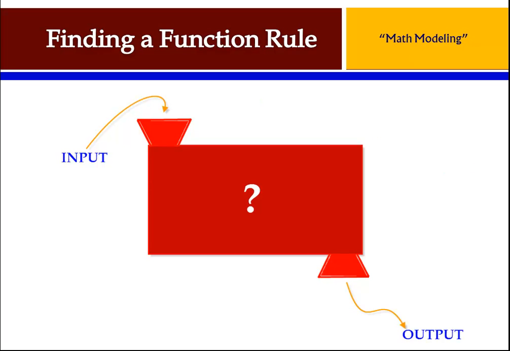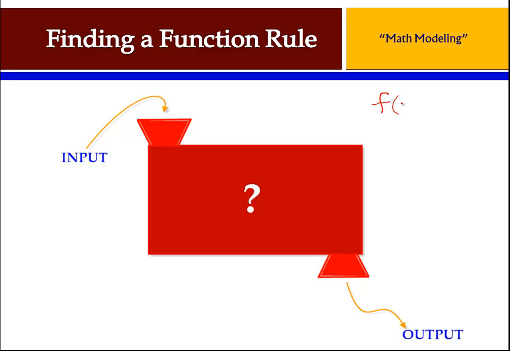Now, one of the biggest mysteries in math, something we call math modeling, is finding the rule for the function if you know input and output values. And we'll actually spend over this next unit a great deal of time learning how to do this. But in some cases, it's not that complicated. So I'm just going to give you a couple of quick examples to show you sort of where we're headed.